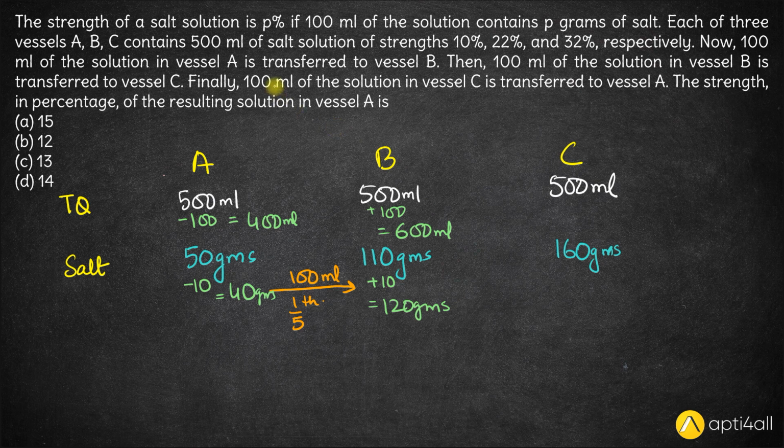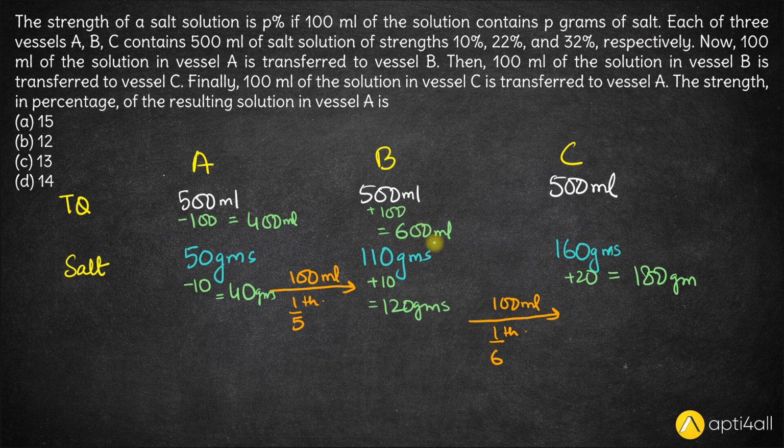Next, we again transfer 100 ml from B to C. Now 100 ml out of how much? 600 ml. That means we are transferring 1/6 of the solution. Now if we are transferring 1/6 of the solution, 1/6 of salt will also get transferred. So 1/6 of 120 is 20 grams. So 20 grams of salt will get transferred here. So this will become 160 plus 20, 180 grams of salt here.